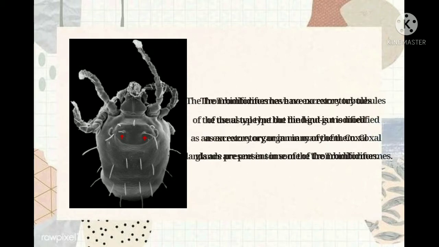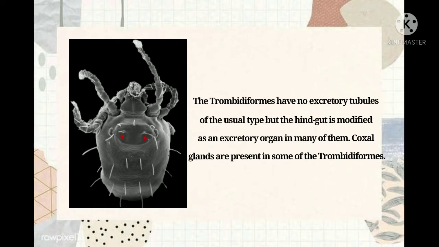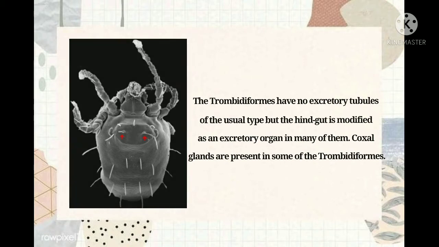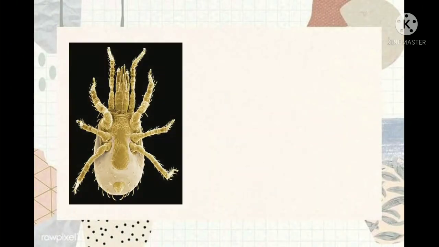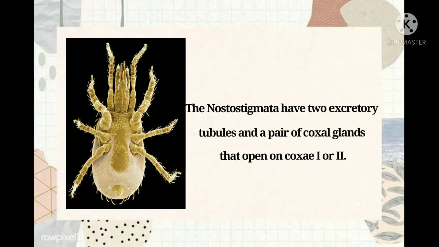The Oribatida have no excretory tubules of the usual type, but the hindgut is modified as an excretory organ in many of them. Coxal glands are present in some of them. The Notostigmata have two excretory tubules and a pair of coxal glands that open on coxa 1 or 2.